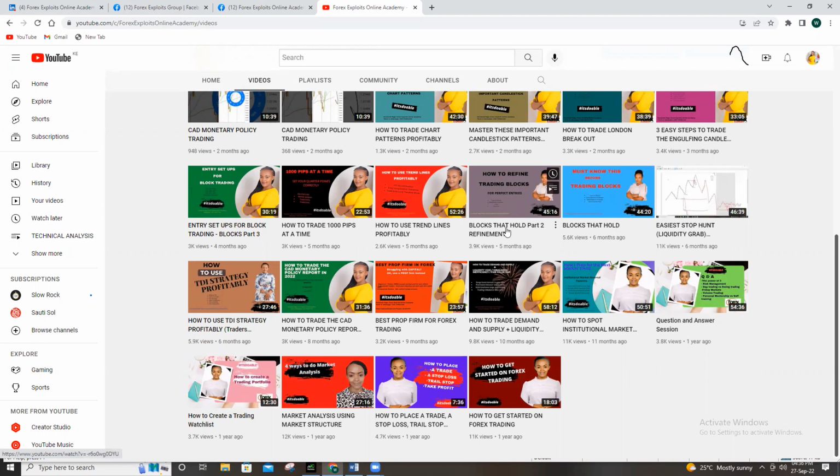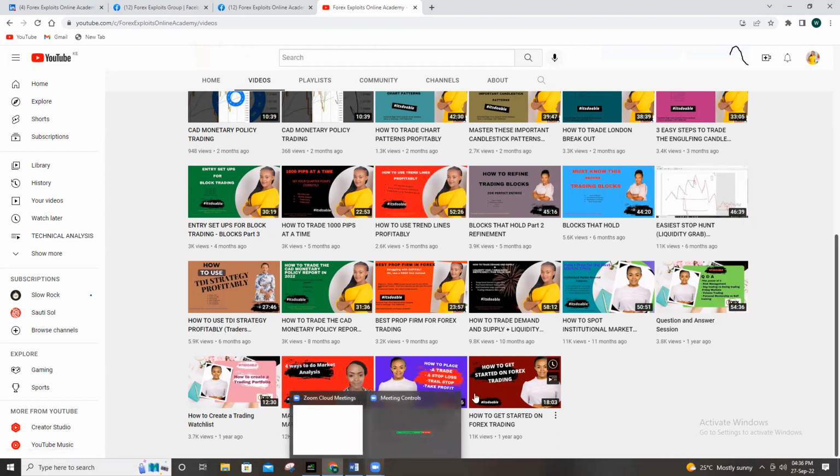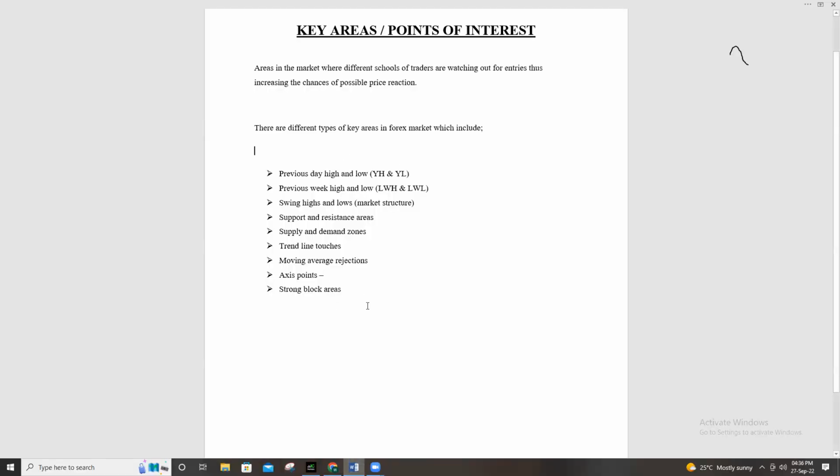So we have blocks that hold, we have the refinement, how to divide those blocks for perfect entries, and of course, we have entry setups. So if you're a block trader or you want to learn about the types of blocks, this is part 1, part 2, part 3. But remember, the block should be the fourth video that you watch. So watch them in this manner: market analysis 1, demand and supply 2, trend line 3, and blocks 4. In that manner, you're going to really understand the points that we have discussed here.